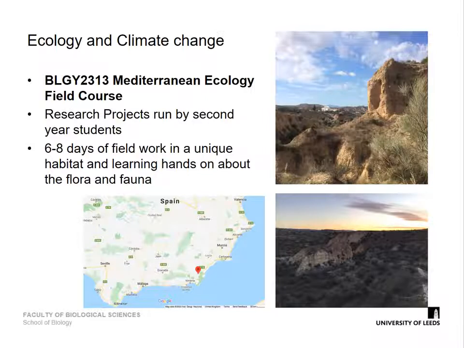And the students work in groups of about 4, and they work with an academic to design and carry out a research project during this time. This is a really great hands-on learning opportunity about the flora and fauna of the Mediterranean region. Now on the slide here, I've just got a couple of pictures showing what the landscape is like at Ura. Ura is the field station. It's just the white building in the far distance in the top photograph, and you can see that it's very arid, a semi-desert-like kind of ecosystem.